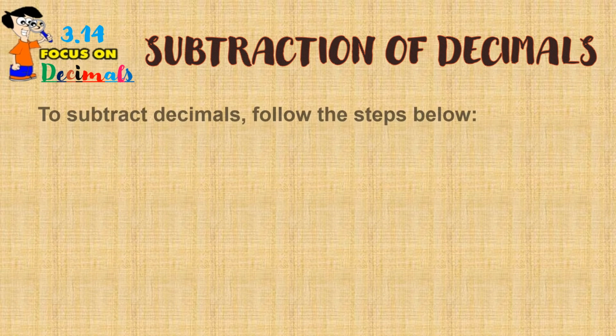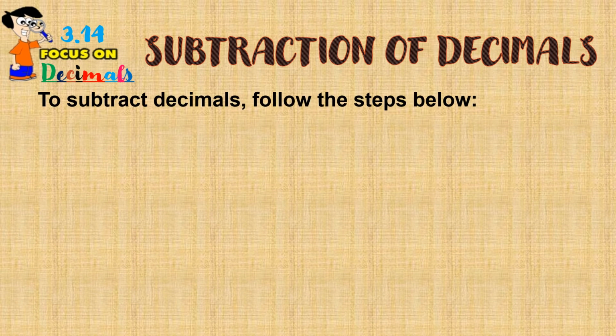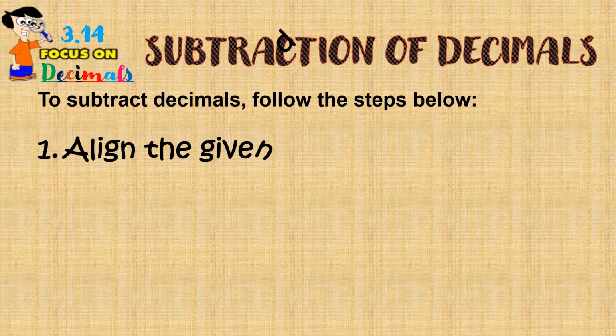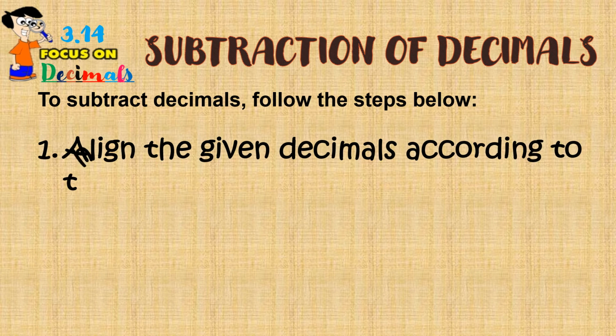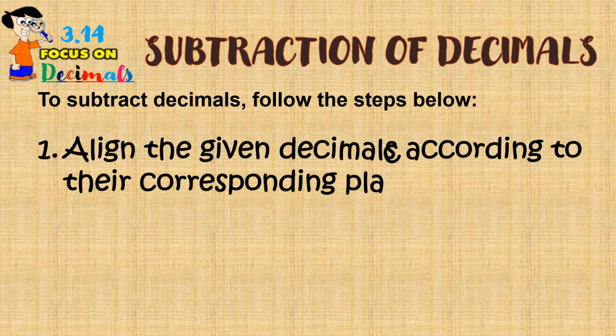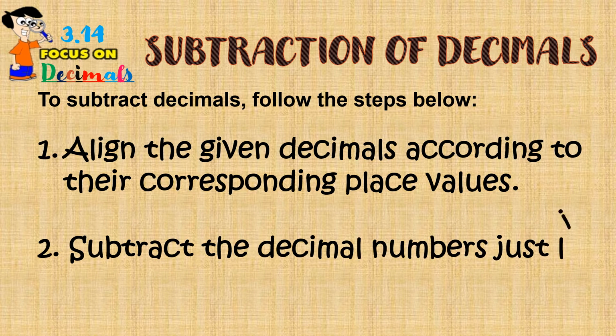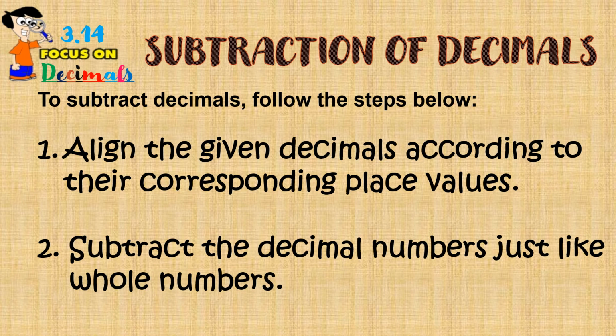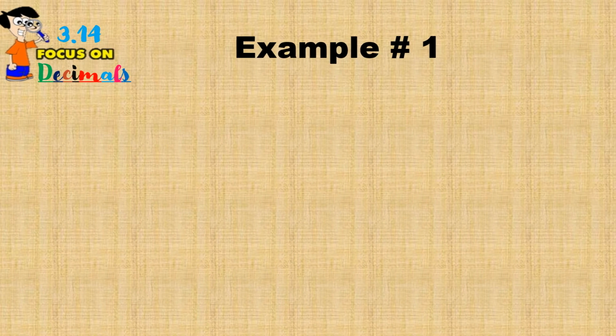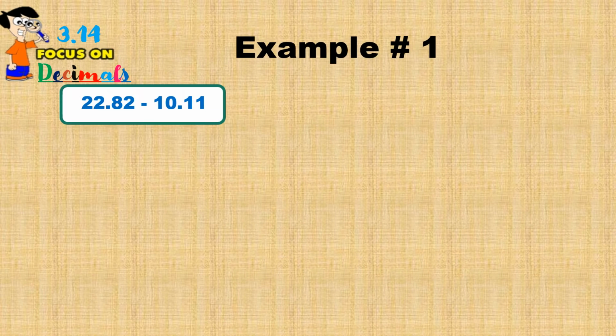The second operation is subtraction of decimals. To subtract decimals, follow the steps below. Step 1. Align the given decimals according to their corresponding place values. Step 2. Subtract the decimal numbers just like whole numbers. Example number 1.